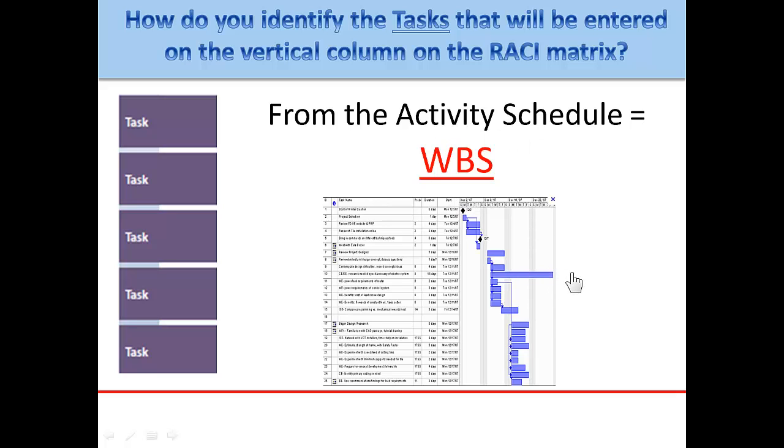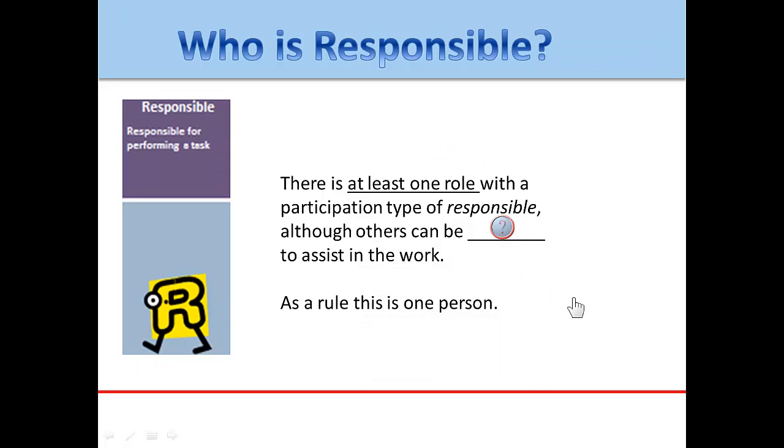This particular graphic here is called a Gantt chart. This one actually includes more information than just the work breakdown structure. Occasionally as well, I've seen Gantt charts that have been expanded to include the RACI information, so that's a possible option. First of all, who is responsible?